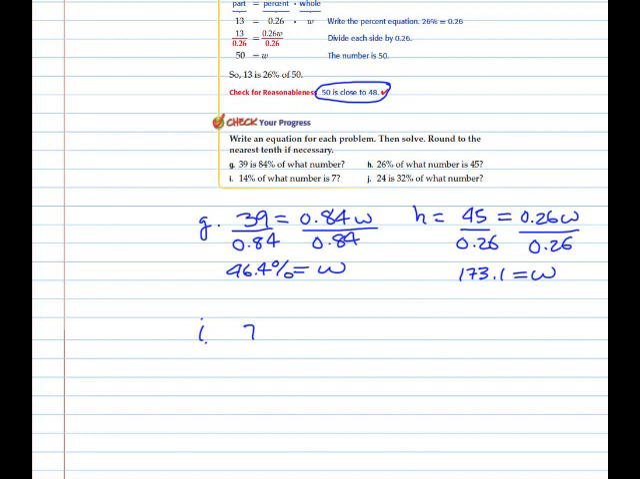Example I. We know the part. We know the percent, in this case, 14%. We're going to write that as a decimal, 0.14. We're looking for the whole. We divide both sides of the equation by 0.14 and solve for W. W equals 50.